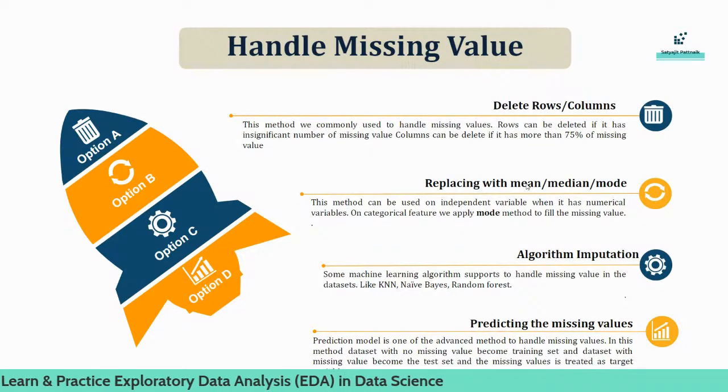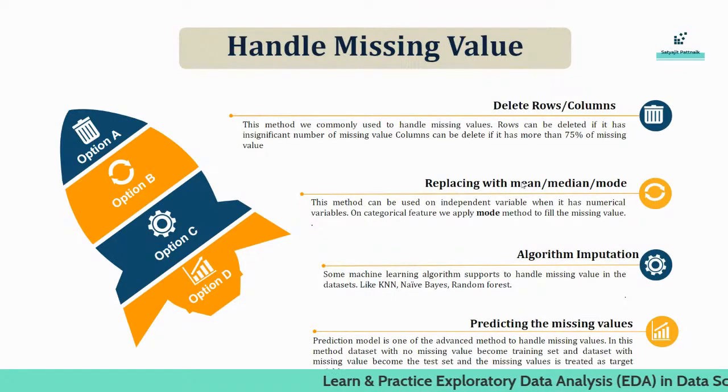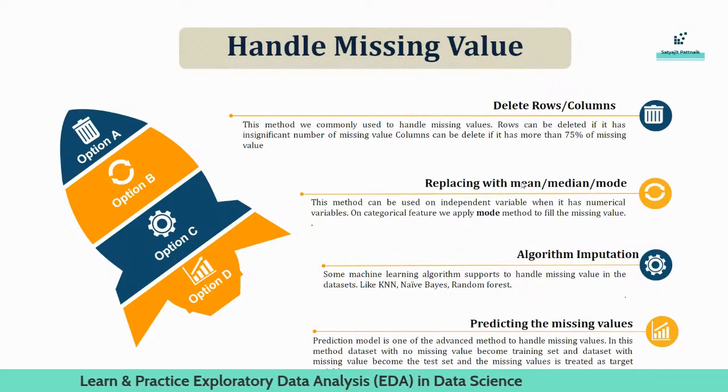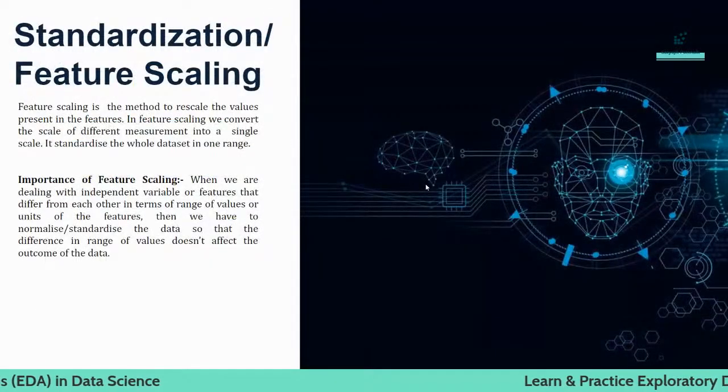Prediction model is one of the advanced methods to handle missing values. In this method, the dataset with no missing values becomes your training set and the dataset with missing values becomes your test set, and the missing values are treated as the target variable. Okay. So for example, I don't have to explain the examples.